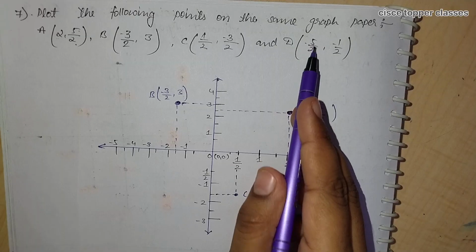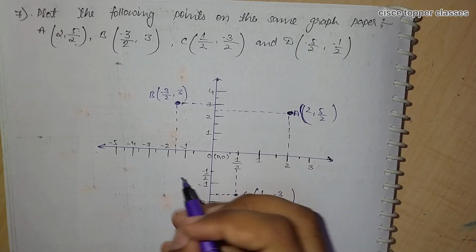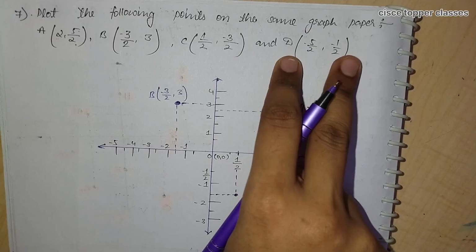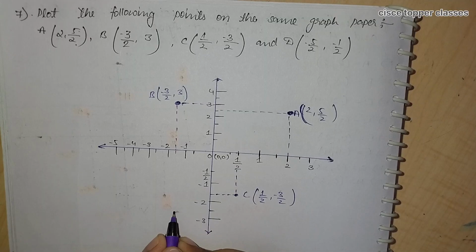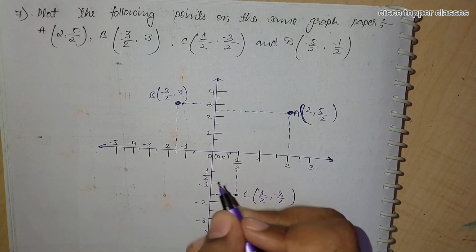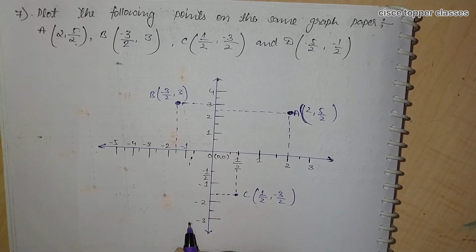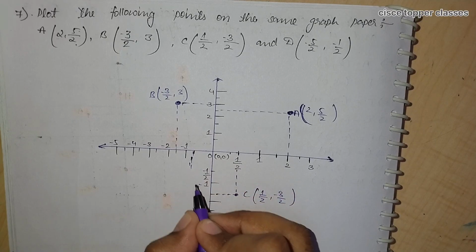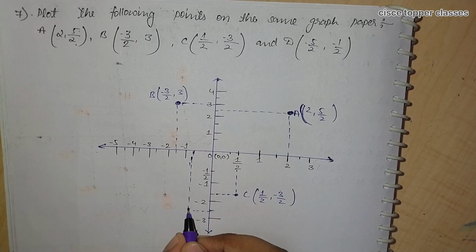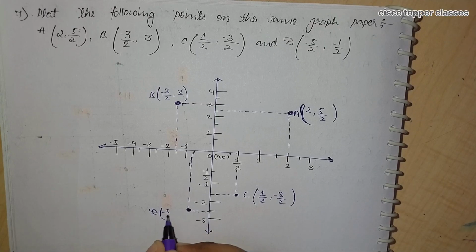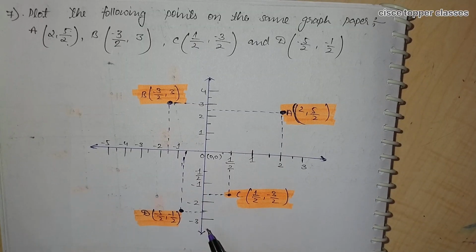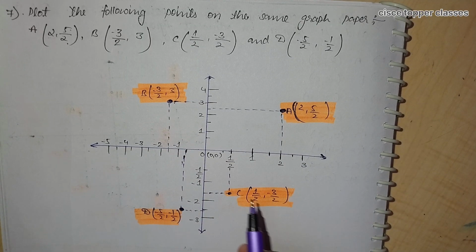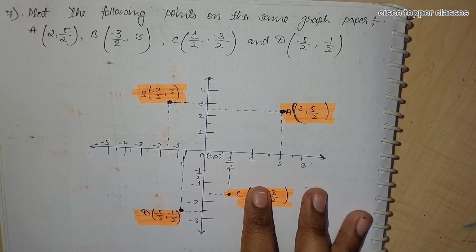Now we have fourth point D, which is minus 5 by 2 and minus 1 by 2. So D point we can write in the third quadrant because both abscissa and ordinate are negative. So minus 5 by 2 will be somewhere here, and minus 1 by 2 is here. So we can just mark from here. This is minus 5 by 2, and somewhere here it is minus half. So this is the point D. So A, B, C, D are the points here. So this is the solution of question number 7 of exercise 19.1.